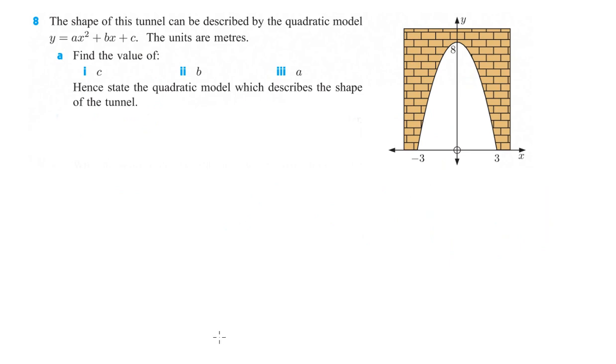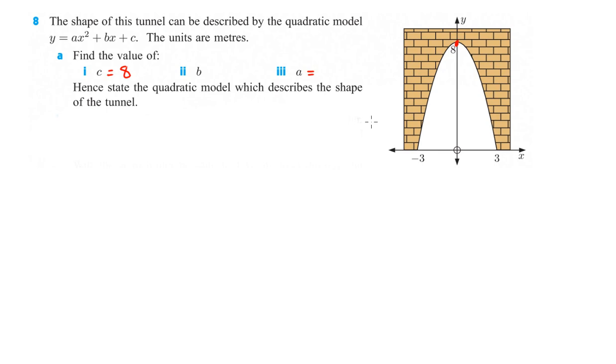Let's take a look at number 8. The shape of this tunnel can be described by the quadratic model ax squared plus bx plus c. The units are meters. Find the value of a, b, and c. Hence, state the quadratic model which describes the shape of the tunnel. Okay, so here's our y. Look, right up here, positive 8. That's going to be our c. So c equals 8.